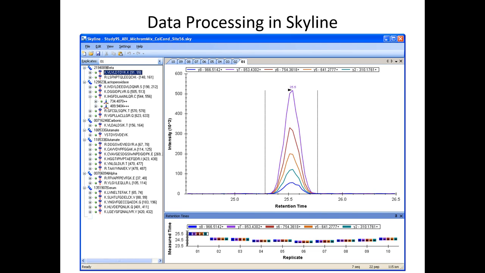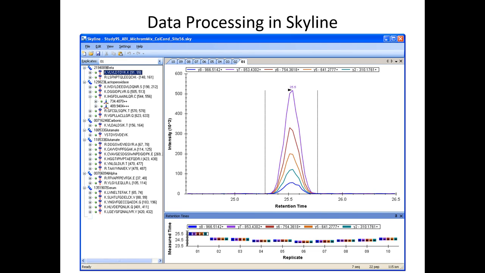For data processing in Skyline, when you bring the data in, use this retention time plot. If you see a systematic shift in one direction, systematic shifts are bad in chromatography. If it wiggles around a little bit, that's also not ideal, depending on the extent of the wiggle.